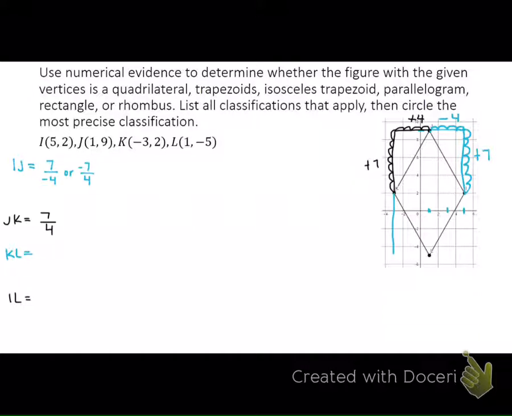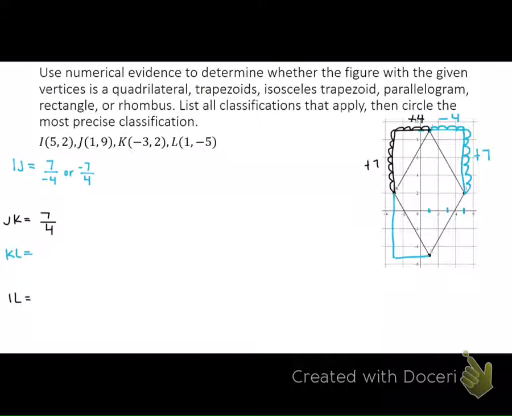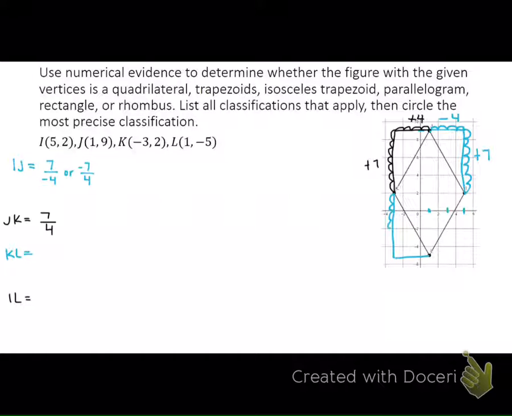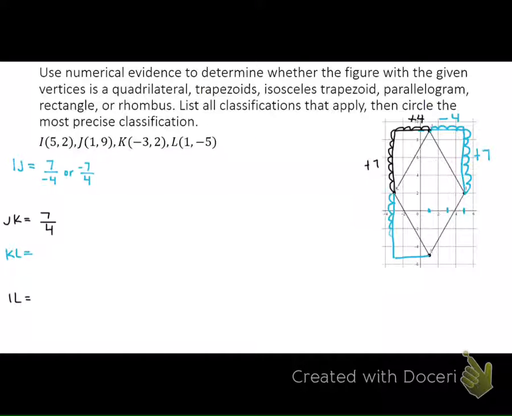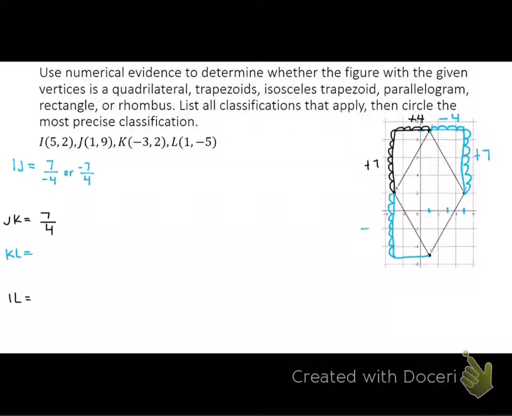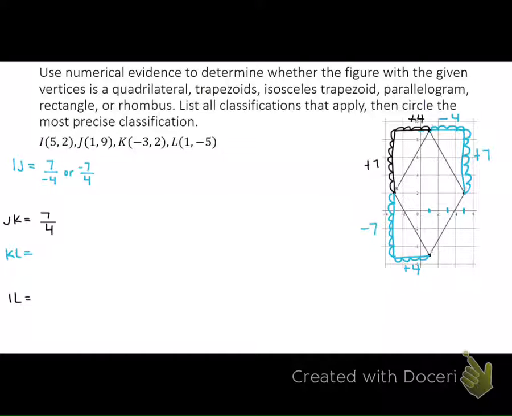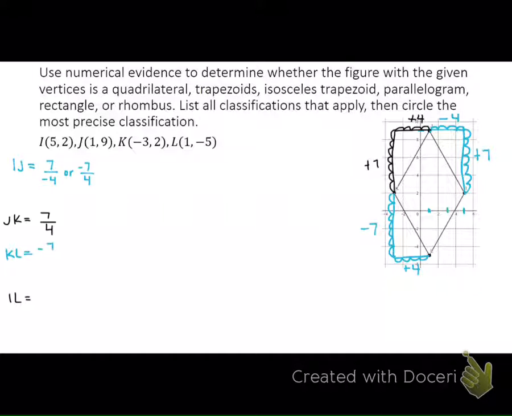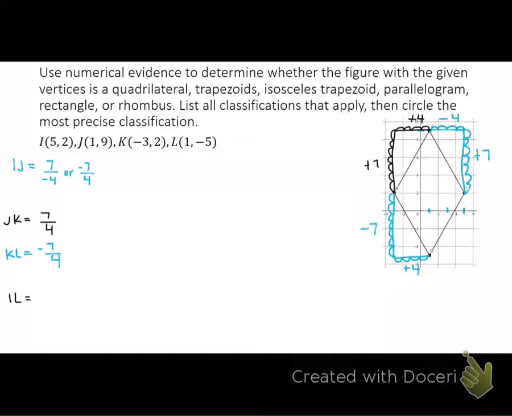Okay, we go down and over. So that's 1, 2, 3, 4, 5, 6, 7. So I'm going down 7, so that's negative. So then I go 1, 2, 3, 4, and that's to the right, so that's positive 4. So that's -7 over 4. Again, if you prefer using the formula, that is completely fine with me. I'm just trying to give you guys another option here.